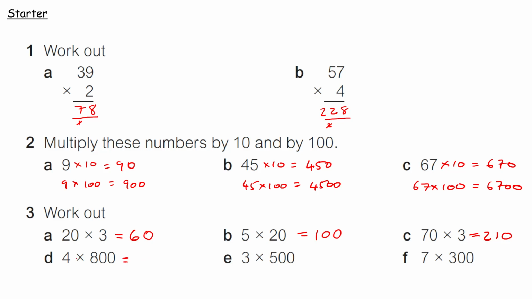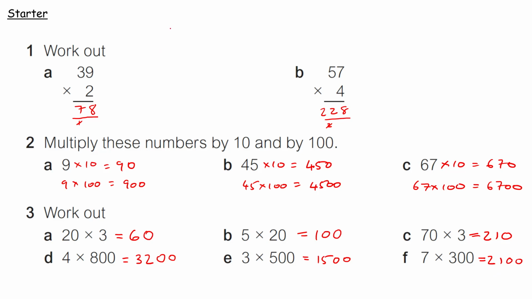The rule is the same. Do the 4 times 8 first, is 32. We've got 2 zeros here because it was multiplied by 800, not 8. 3,200. Similarly here, 3 5s are 15. Don't forget we have got 2 zeros here. Makes it much quicker if we work like this. And on F, 7 3s are 21. And don't forget we got the other zeros because it was times 300, so 2,300.